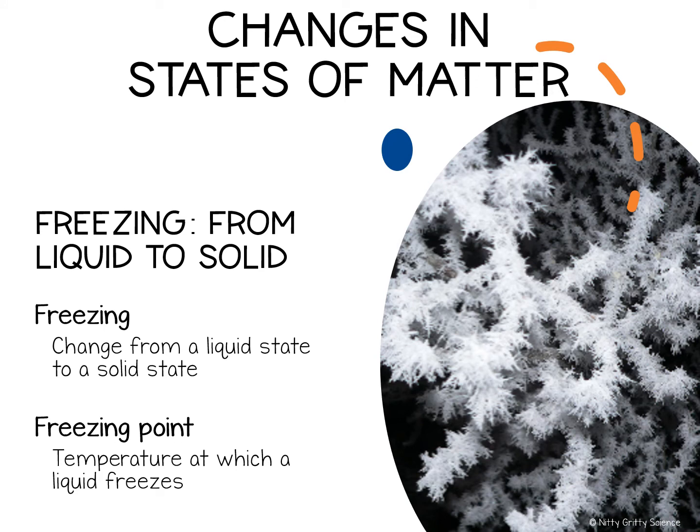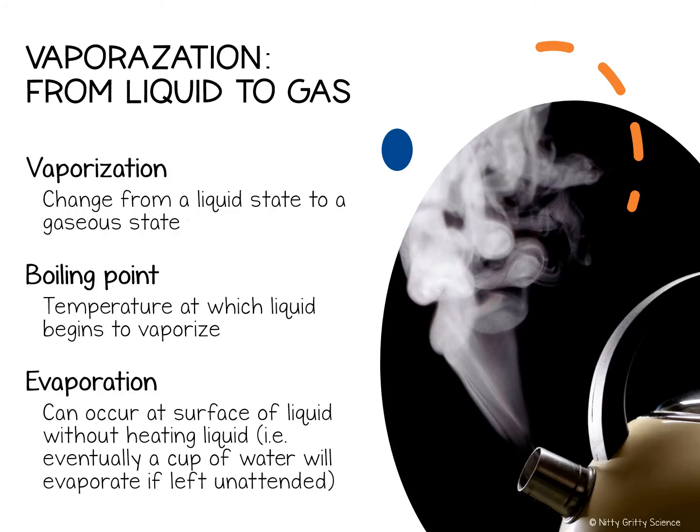Now, while the melting point is the temperature at which water goes from a solid to a liquid, freezing point is the opposite and is when a liquid transitions to a solid. Freezing occurs when heat is lost from an object, which causes the molecules to slow down and form tighter bonds. Water freezes at 0 degrees Celsius or 32 degrees Fahrenheit. This temperature is the freezing point, or the temperature at which water freezes.